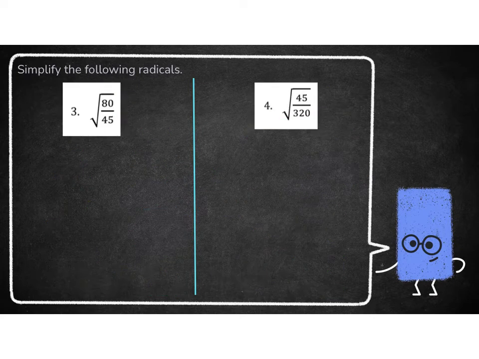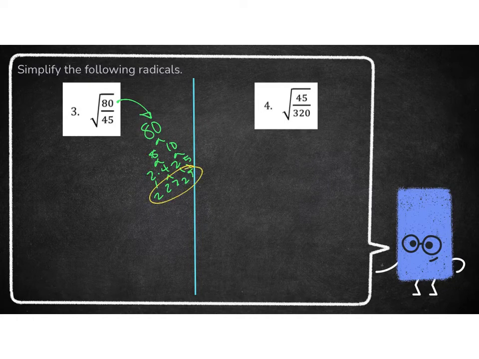Let's take a look at number 3. So in number 3, we have the square root of 80 on the top. 80 is the same thing as 8 times 10. That's 2 times 4. That's 2 times 5. And that's a 2 and a 2. So this 2 comes down, that 2 comes down, that 5 comes down. There's our list for the top. Then take a look at 45. 45 is the same thing as 9 times 5. 9 is 3 and 3, and 5 is 5. So there's my list for the bottom.